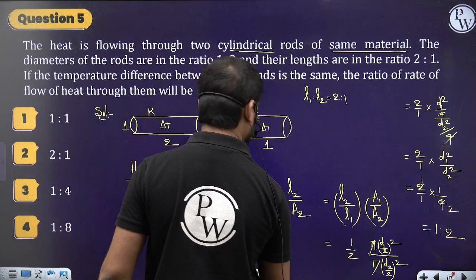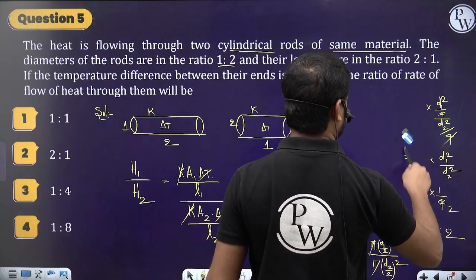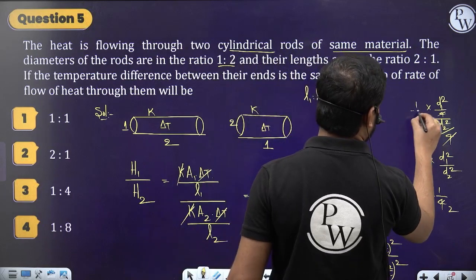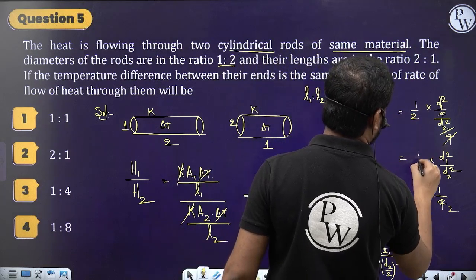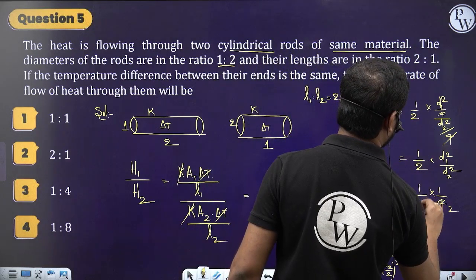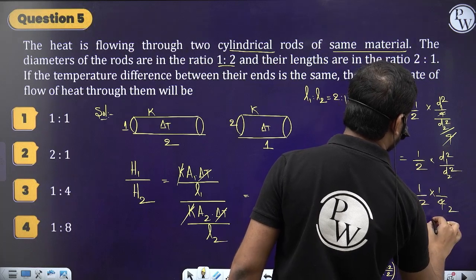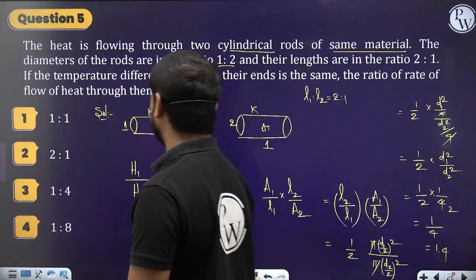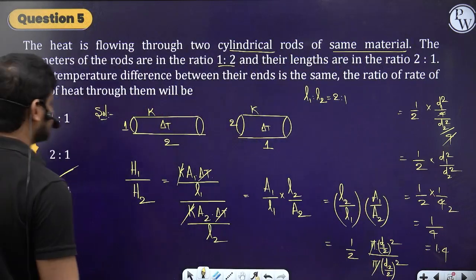So this must be 1 by 2, which is nothing but 1 by 2 into 2. So 1 by 4 is the correct answer. 1:4, option 3.